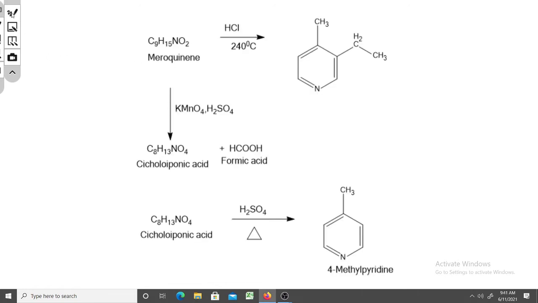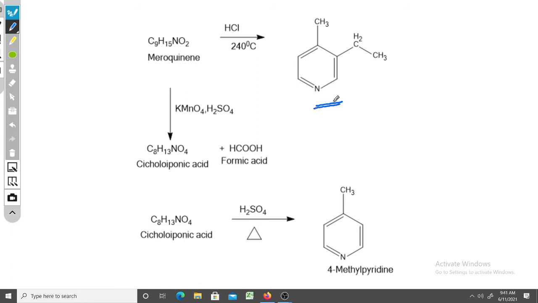Okay. So in order to have an idea about how many members are present in that ring, this reaction is done. That is, heating meroquinine with HCl at 240 degrees Celsius gives 3-ethyl 4-methyl pyridine. Similarly, oxidation of quinoline with acidified potassium permanganate forms cincholoiponic acid and formic acid.